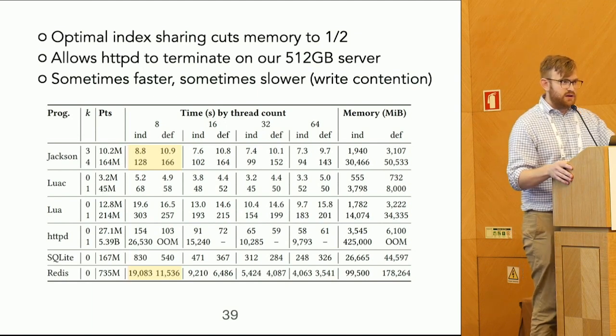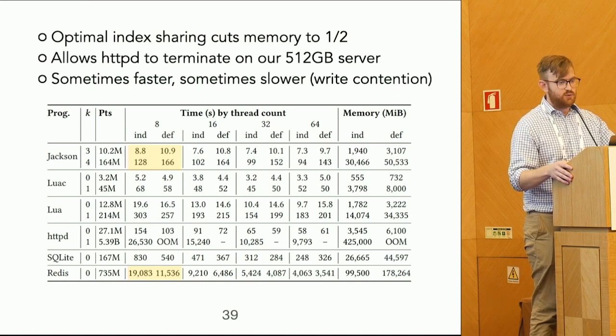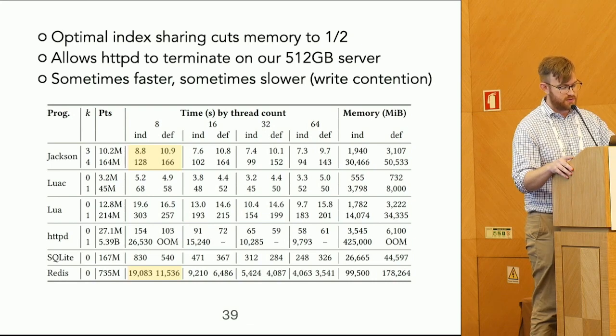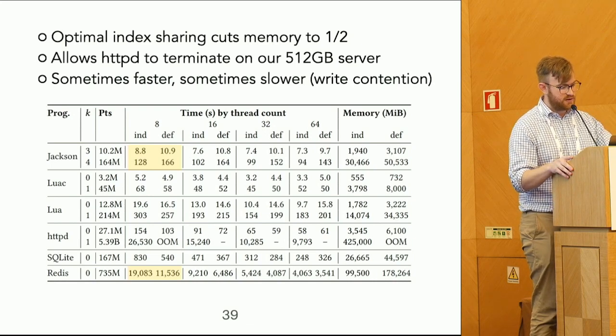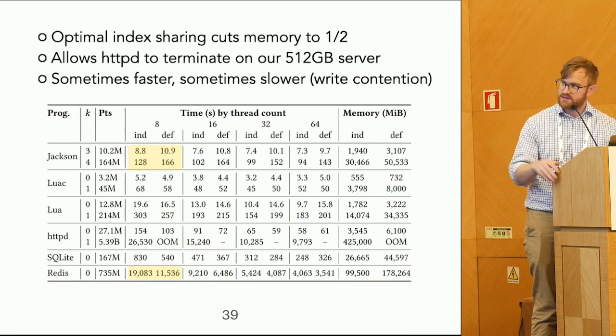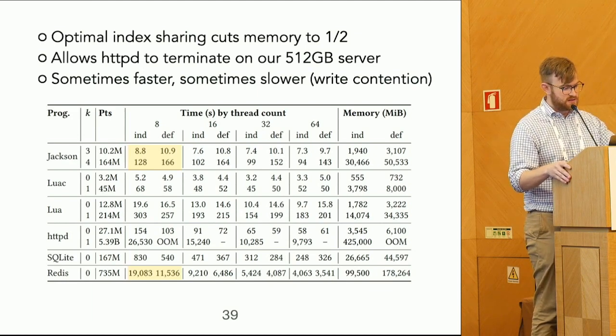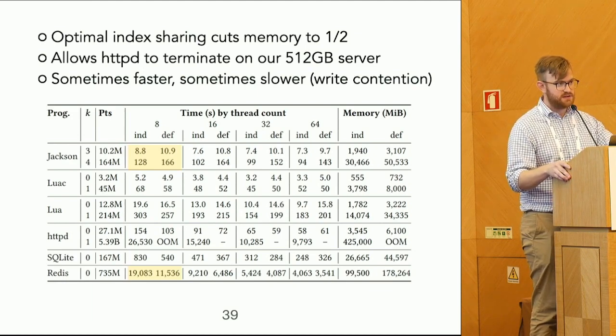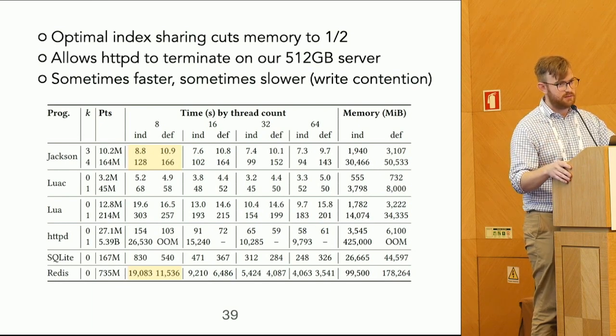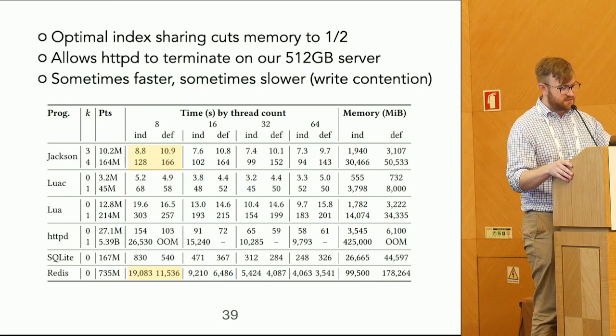Now, the index sharing is not universally good. It does induce more write contention, because since you're sharing more, there are going to be more times where you're waiting on trying to update a data structure. For example, we can see over here on the smaller program, Jackson, at 8 threads, it's 8 seconds versus 10 for the default. Default is without index sharing, meaning there are more copies of things, but you've got worse memory performance. But in Redis, for example, using index sharing, it's 19,000 seconds versus 11,000 seconds.